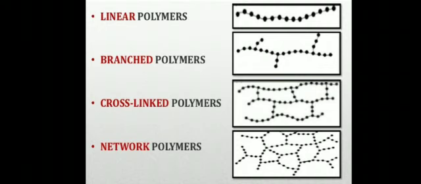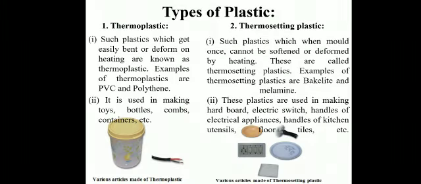And last is network polymer. Here many polymers join together irregularly. So these are the polymers. Now we'll talk about the types of plastics. Here we are seeing that we have two types of plastics mainly. First is thermoplastic and another is thermosetting plastics.